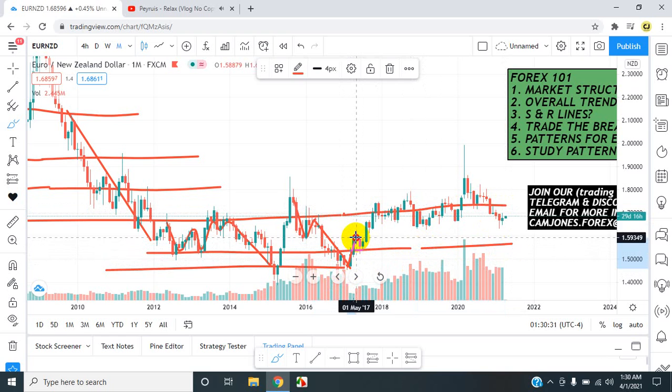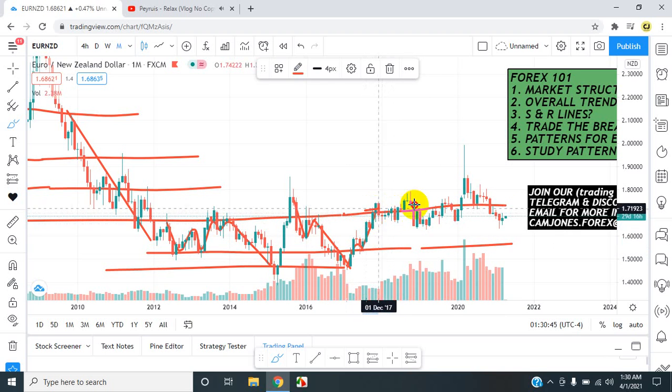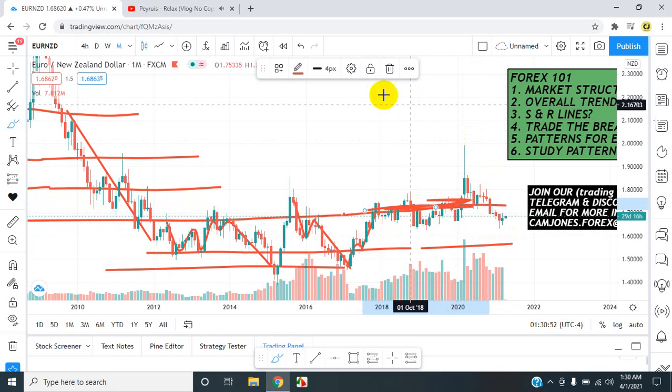It broke this resistance and it came back to retest it. The resistance, which turned into support, created enough momentum to push back up to the area of resistance, and then the market basically just consolidated sideways here, and it's either going to break up or break down.